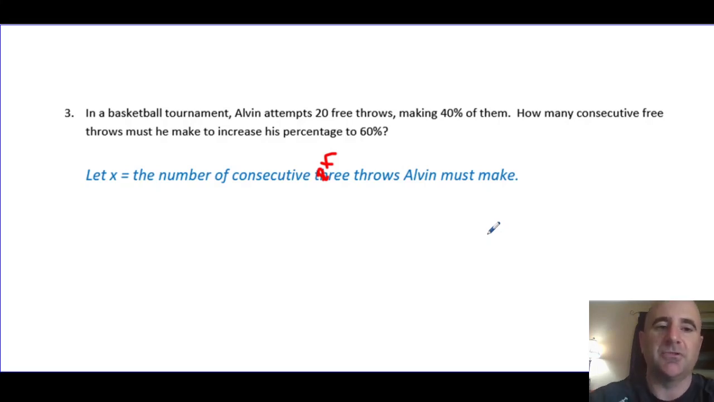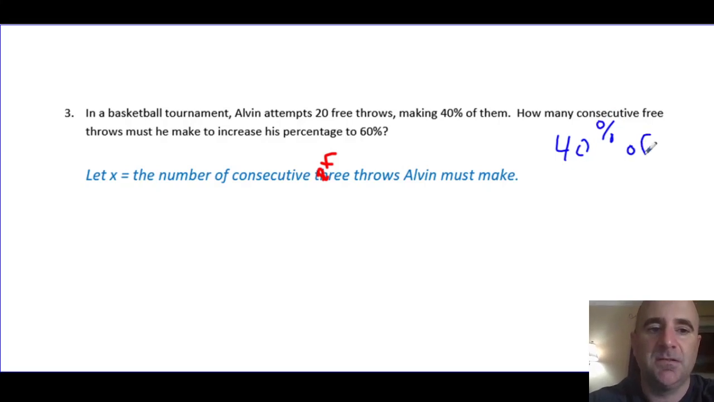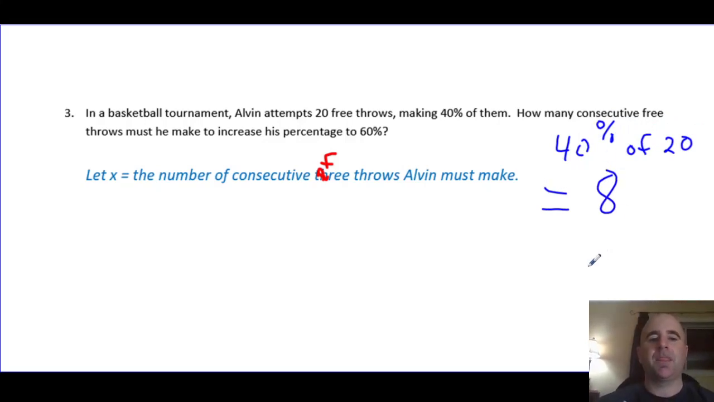The first thing I would also do here is look at this and say, well, what's 40% of 20? How many free throws did he make? That turns out to be 0.4 times 20, which I believe is 8. So he's made 8 free throws.